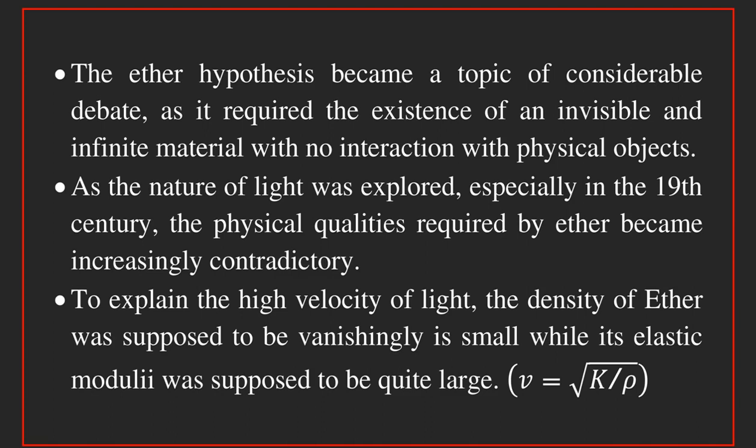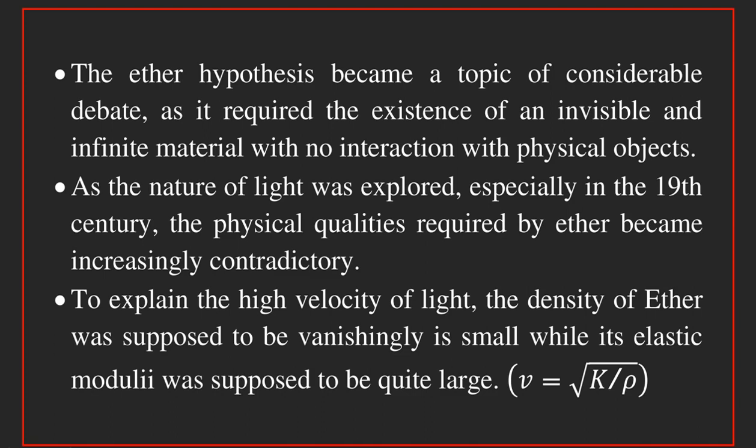And also, as the nature of light was explored, especially in the 19th century, the ether hypothesis becomes more and more contradictory. One example is to explain the high velocity of light. We see that the velocity of waves in a medium is root of k by rho, where k is the modulus of elasticity and rho is the density of that medium. For example, in the case of air, it was root of B by rho. B is the bulk modulus and rho is the density of air.